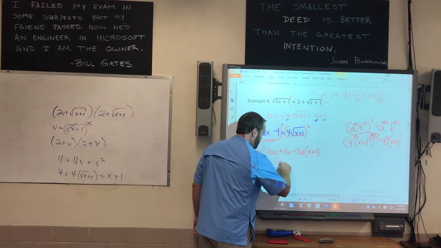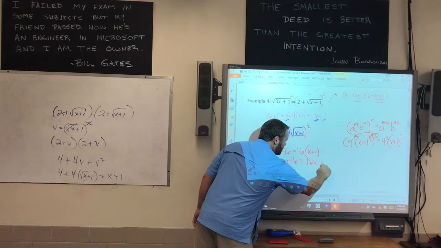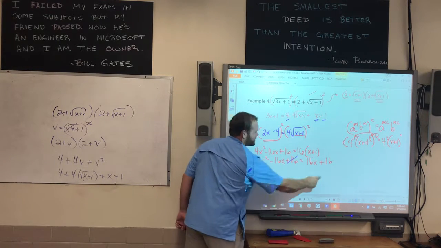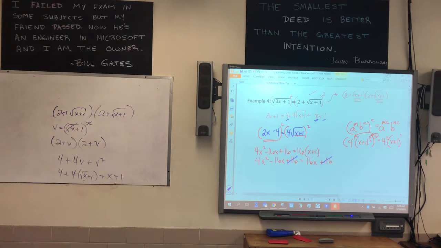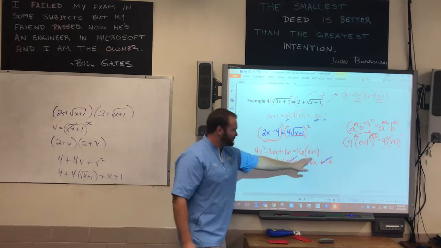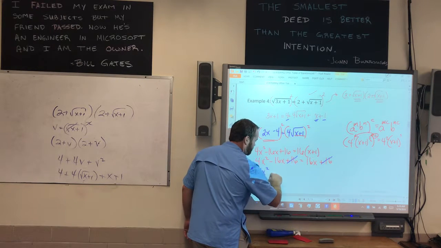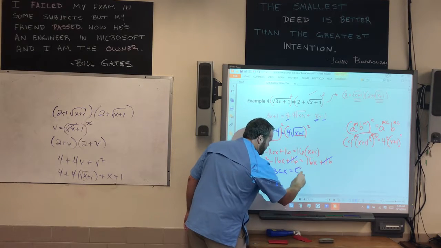So I'll do that. 16x plus 16. The real nice aspect of it is that that's positive, and so is that, so they cancel each other out, right? Okay, subtract 16 from either side, it gives me 0 from that aspect. Now if I subtract 16x from both sides, it gives me 4x squared minus 32x equals 0, right?